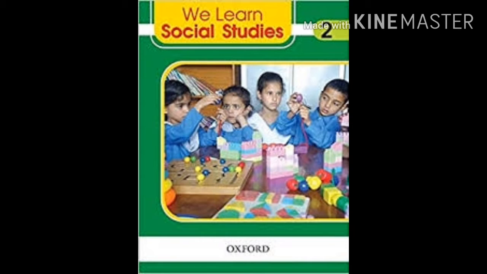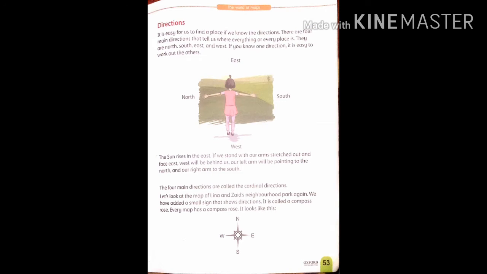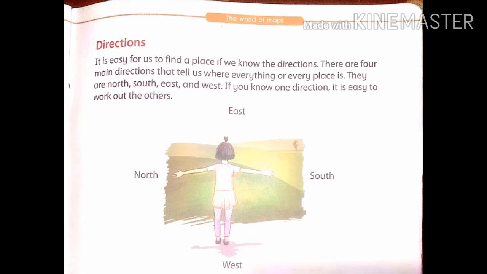This is Oxford Social Studies for Class 2. Come to page number 53. Today we are going to start unit number 6, and the title of the unit is The World of Maps, and chapter number 2, Directions. First of all, mention the date and day on the top of the page. Now let's start reading. Directions.